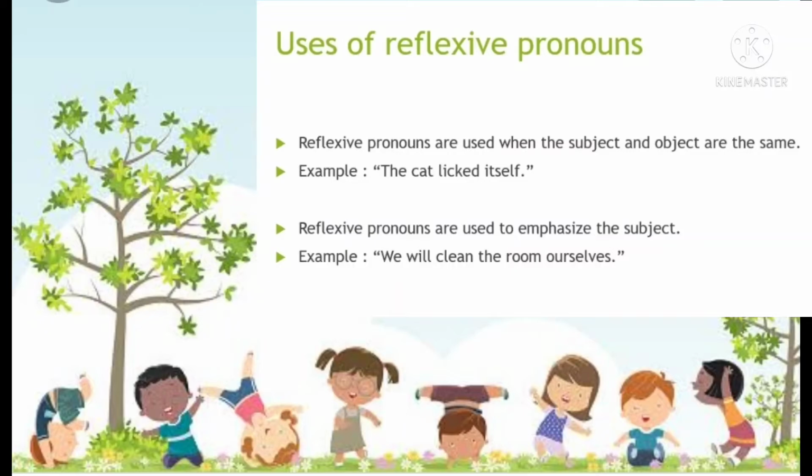Next is reflexive pronouns are used to emphasize the subject. For example, we will clean the room ourselves. So here the word ourselves emphasizes the pronoun we. Here the cleaning of the room is done by ourselves. So it gives the information about we.